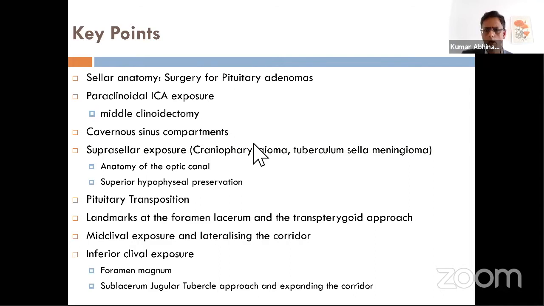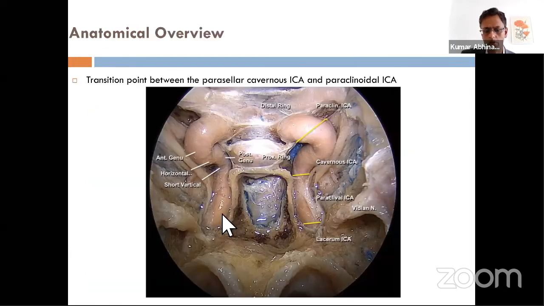So for anyone starting out in endoscopic surgery, the two things you get told are that you really want to appreciate and understand the endoscopic anatomy of the ICA, as well as understand the sixth nerve, because they always get in your way, and you have to really know how to handle them.